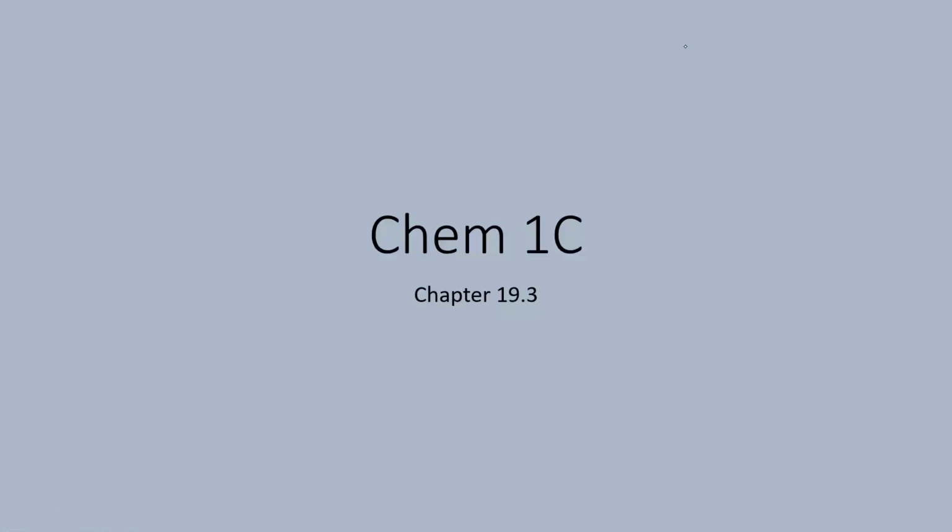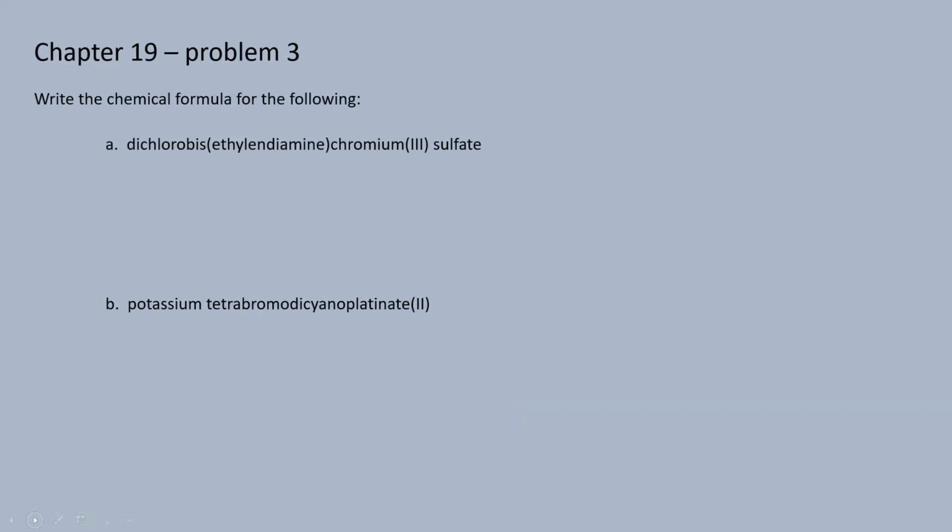Chapter 19, Problem 3. Write the chemical formula for the following. Dichloro bis(ethylenediamine)chromium(III) sulfate.